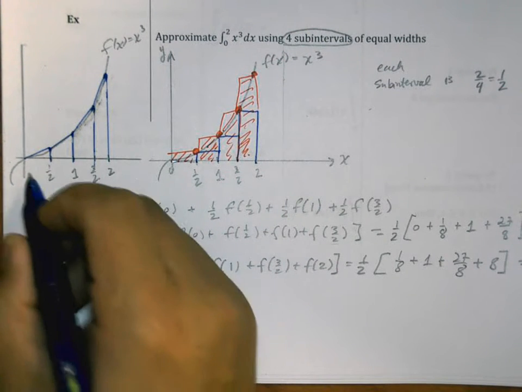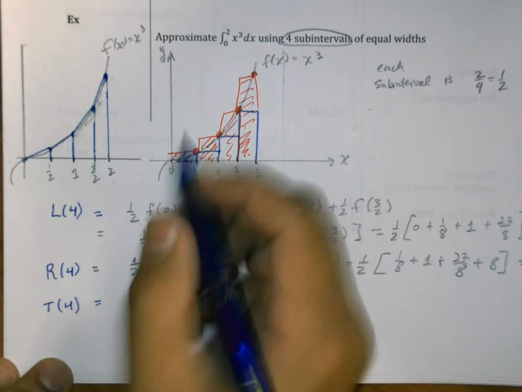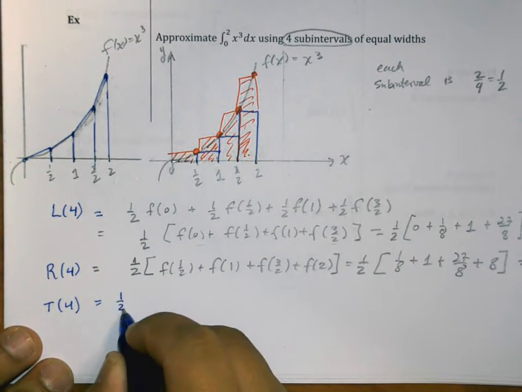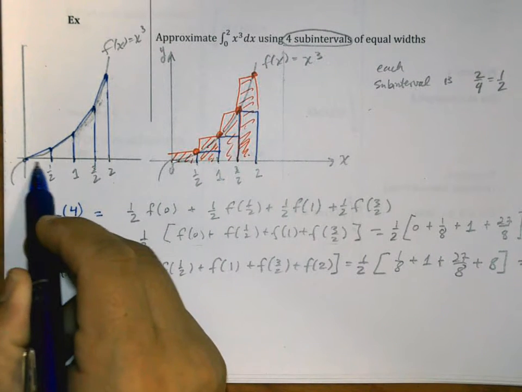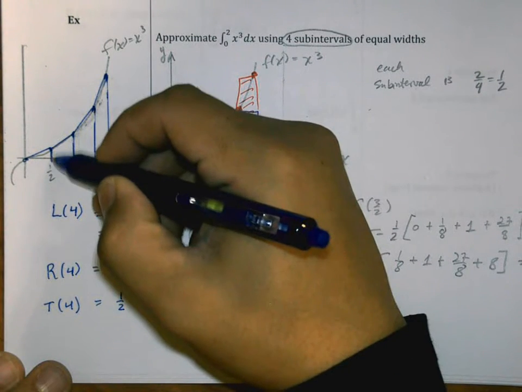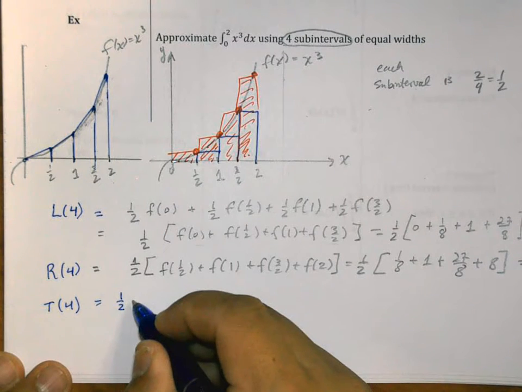So for this first one, we got 1/2. The height is actually this length right here, and then this length right here is the base. Okay. So the height here is 1/2.